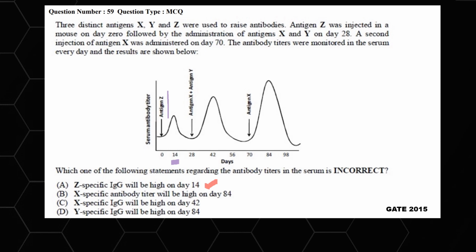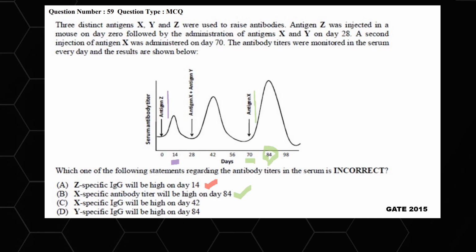Then they are saying that X specific antibody titer will be high on day 84. If you could see here, day 84, and there is a second administration of antigen X on day 70. So yes, on day 84 there will be a high amount of X specific antibodies. So this statement is also correct.